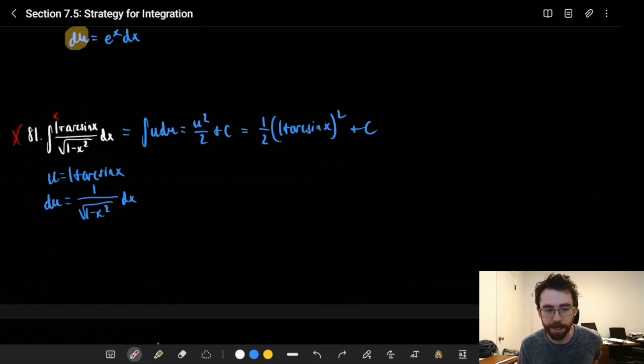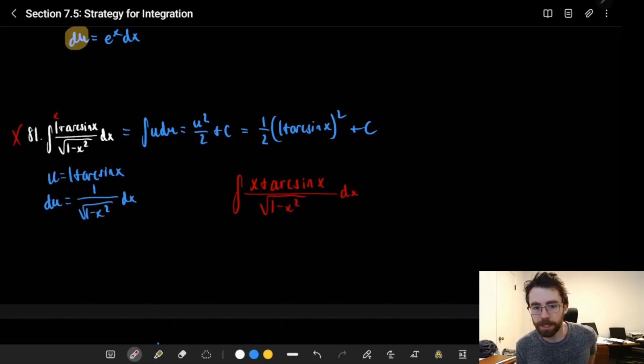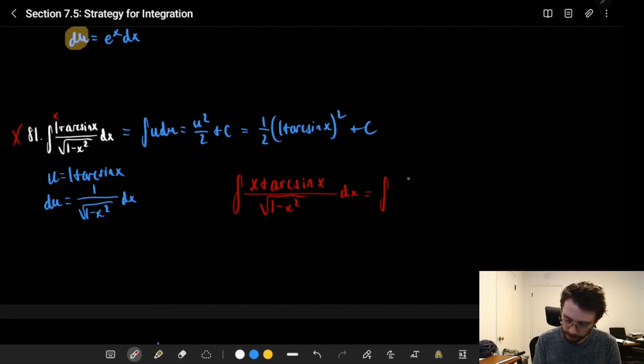Past Troy was correct to be suspicious of this one. I actually wrote down the integrand wrong. So this problem is actually x plus arcsine x over root 1 minus x squared dx, which is pretty much the same difficulty level. You would just have to split it into two integrals, right? So you'd be like x over root 1 minus x squared. That's a u sub. And then very similar to what we did, except we'd take u to be just arcsine x here instead of 1 plus arcsine x.